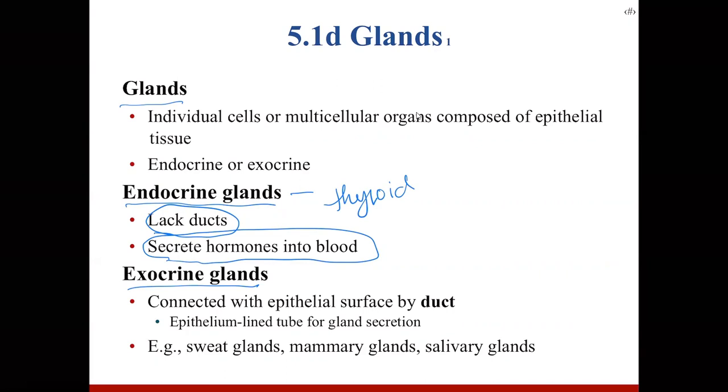Now exocrine glands have ducts. So what's going to happen is the epithelial cells are going to produce things for secretion, but they're going to dump them into these ducts, and then the ducts will dump them someplace else. So examples of exocrine glands, they're exiting: sweat glands, mammary glands, so think about milk, and salivary glands, which are going to make saliva or spit. So they're all dumping out somewhere.